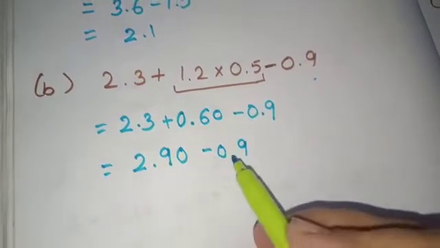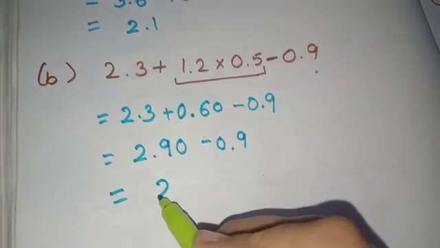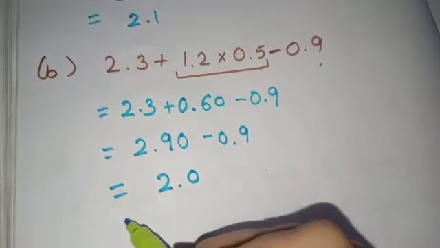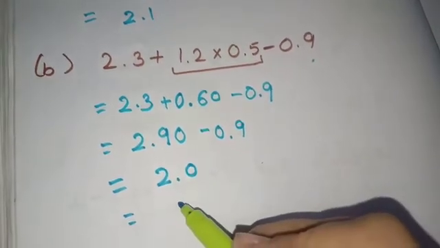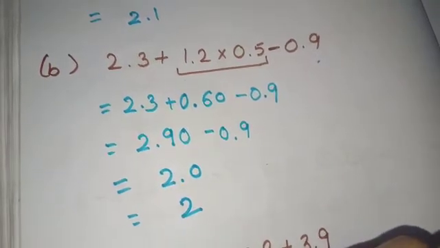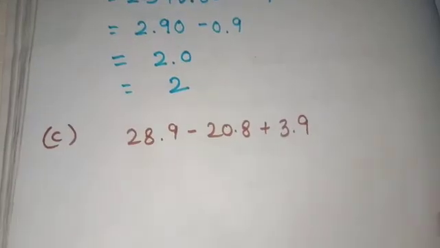So now 2.9 minus 0.9, it will be 2.0. And if there is only 0 after the decimal, we can leave that 0 to get the answer as only the number 2. Okay, come to its C part.